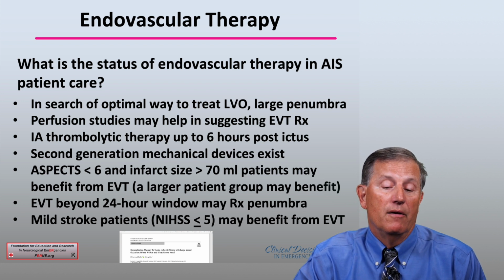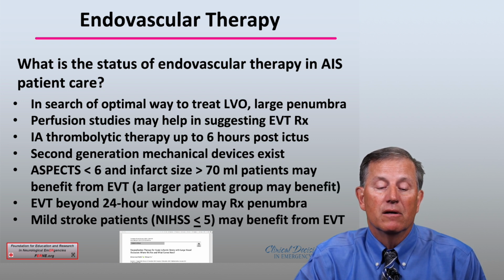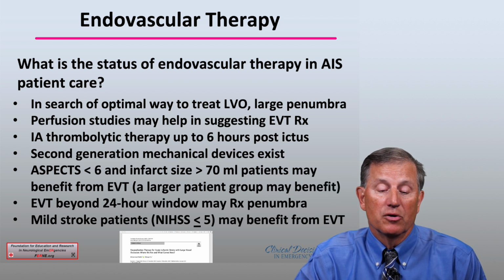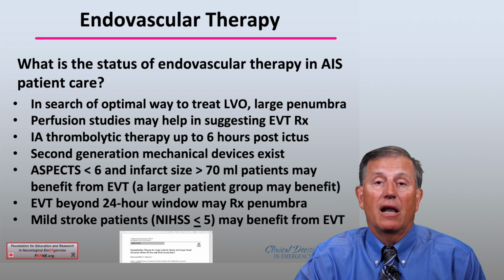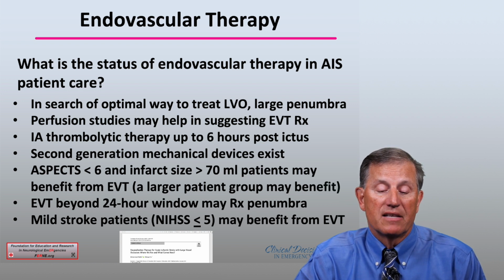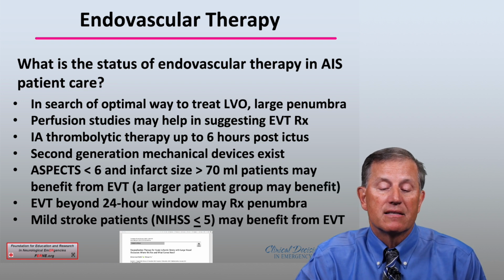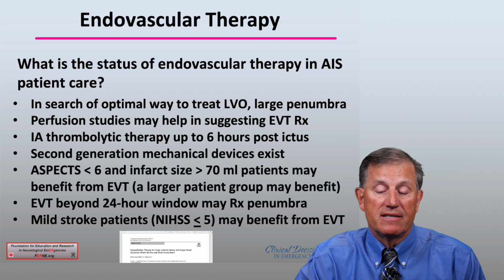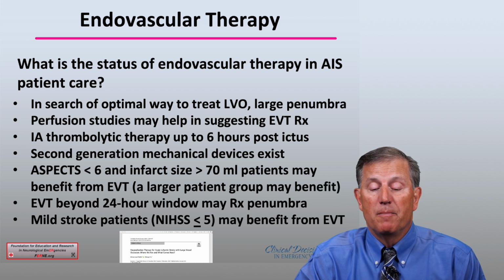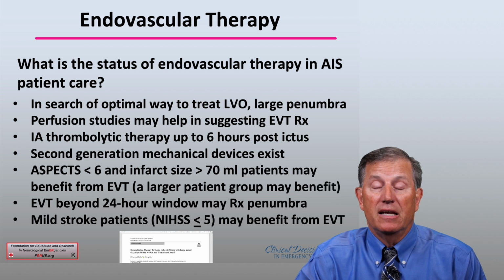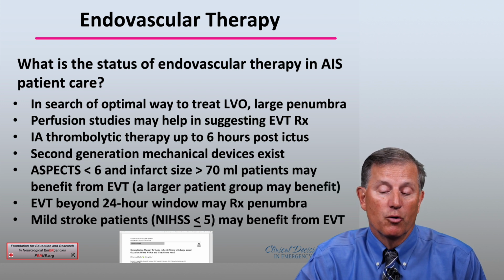We know EVT may be useful in part with the use of intra-arterial thrombolytic therapies. We know that there are second generation devices, mechanical devices that exist that allow the clot to be removed successfully. We know in patients with an ASPECTS score less than 6 and an infarct size greater than 70 mLs, these patients may especially benefit from endovascular therapy, especially because they define a larger patient group.